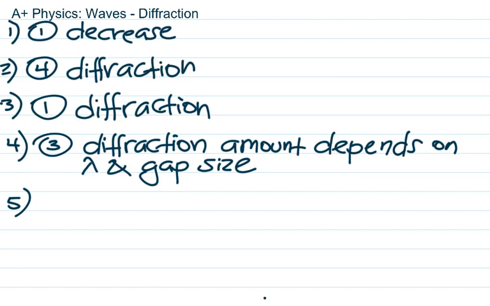Five is not multiple choice. It wants you to sketch the wavefronts when they're on the other side of the wall. This is a classic diffraction question, but there are actually two things you have to pay attention to. I've seen people do this before.